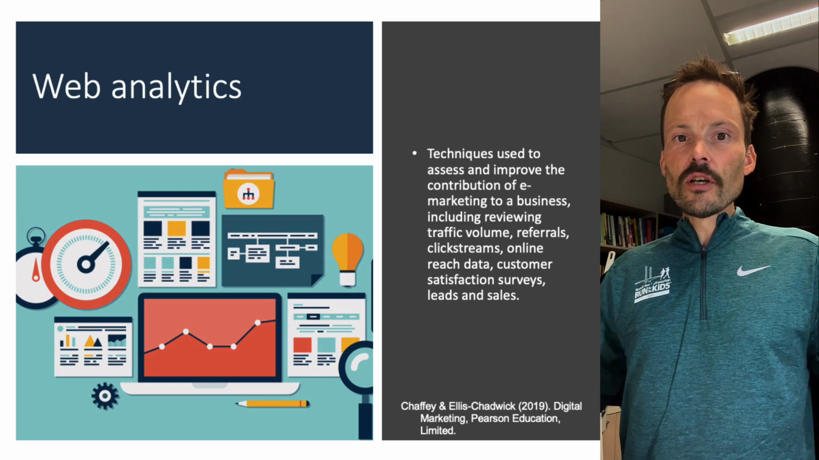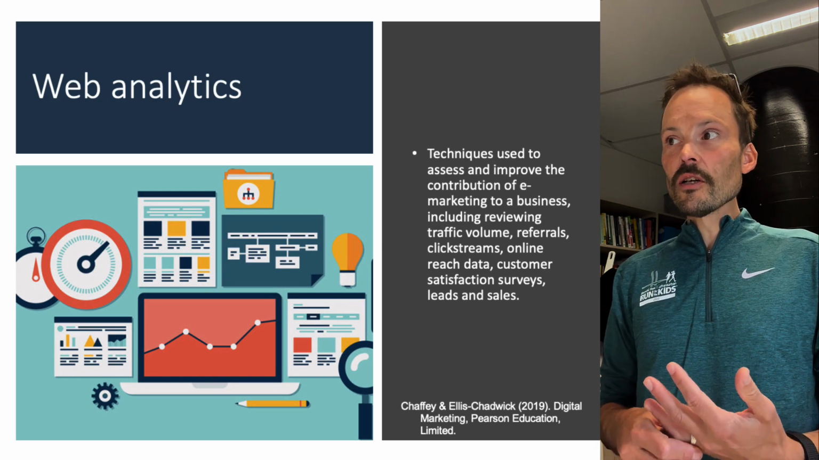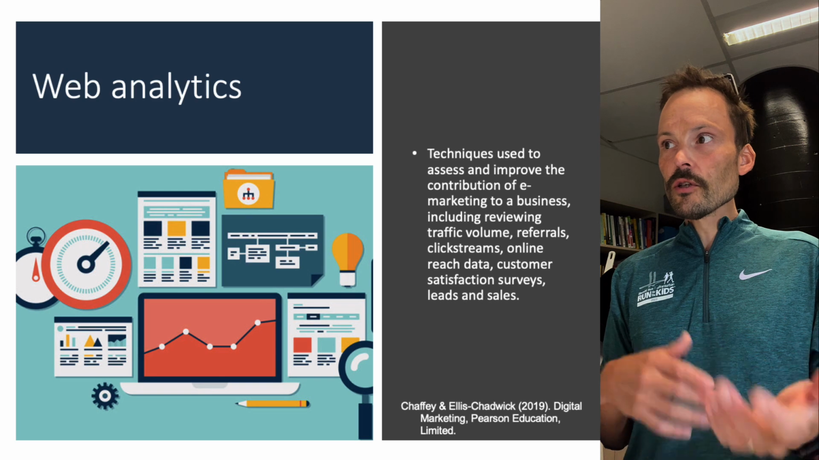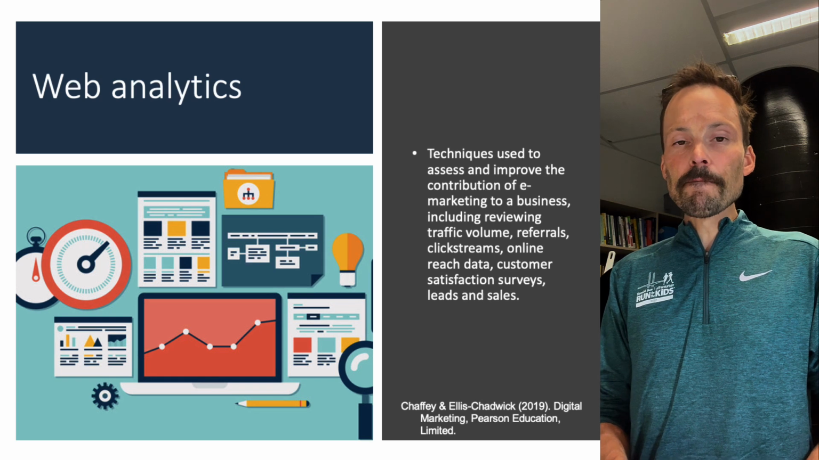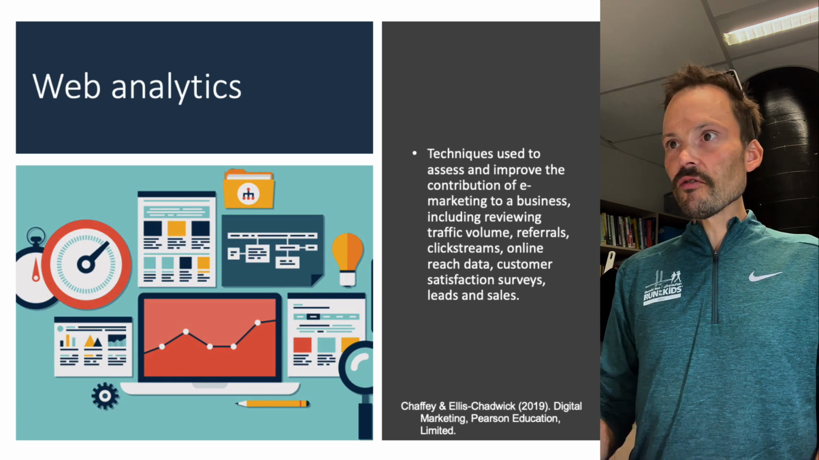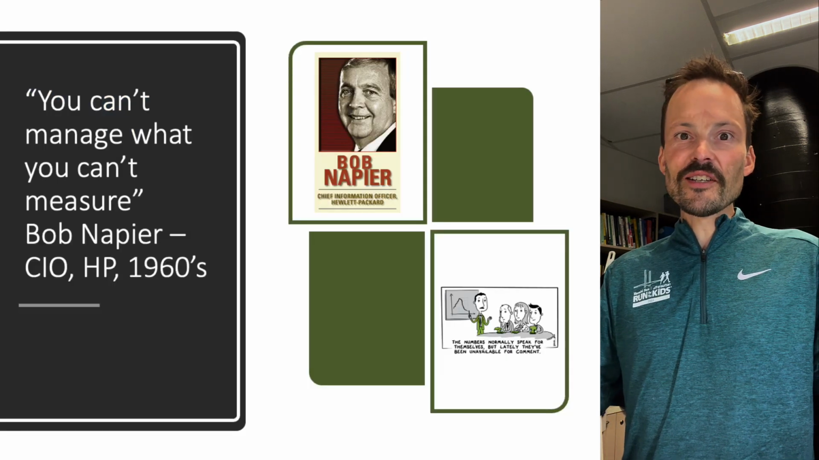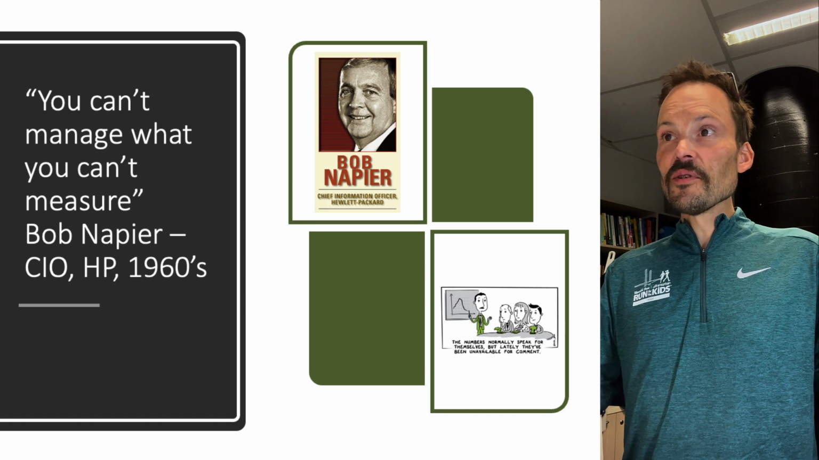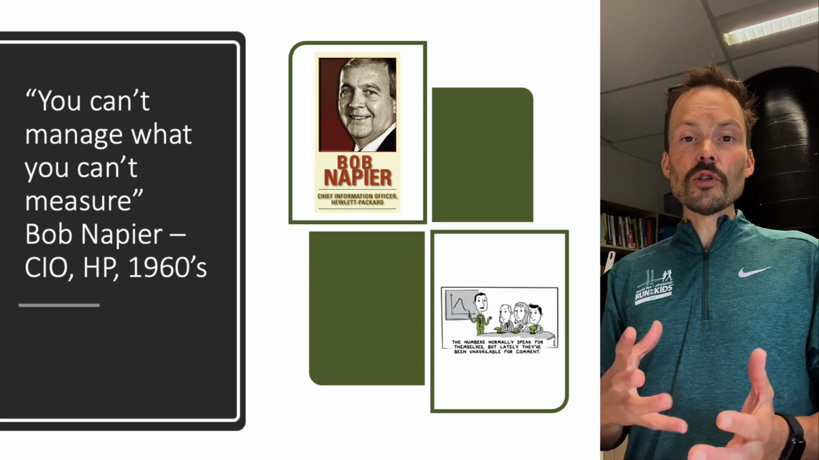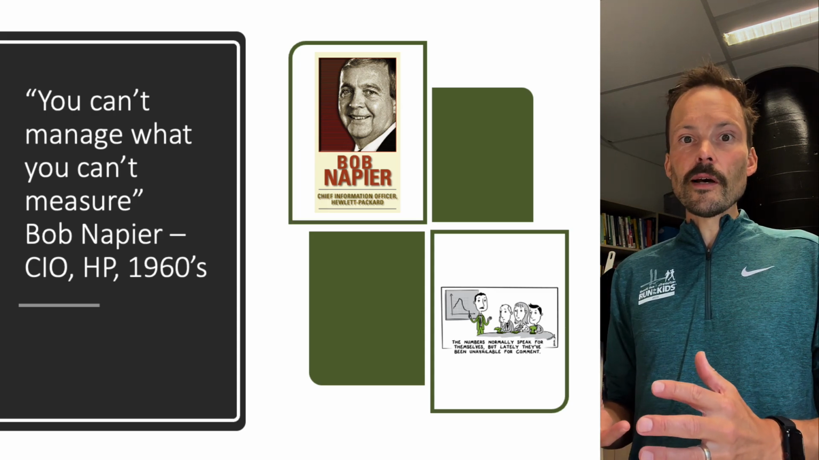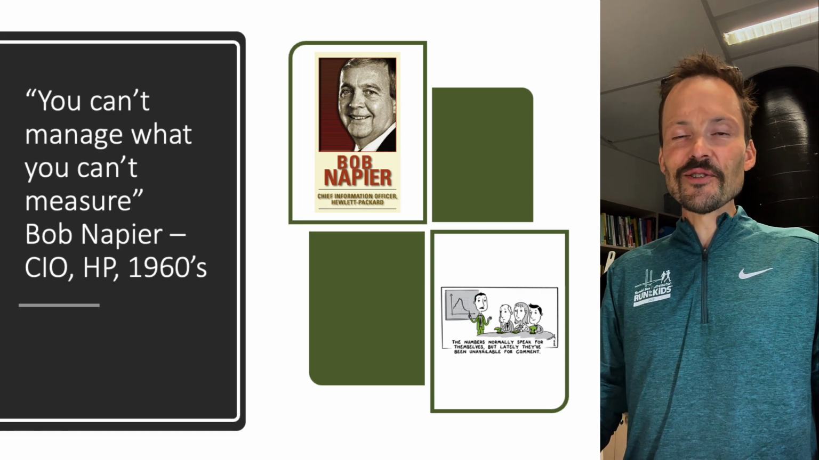So it has to do with getting hold of traffic volume, referrals, clickstream data, online reach data, and also customer satisfaction surveys. So it has to do with measuring the usability of our digital assets. And as Bob Napier famously said in the 60s, we cannot manage what we cannot measure. So we've got to look at, okay, what do we need to measure? What is it possible to measure? What do we need to pay attention to? And what can we potentially safely ignore? So let's dig into this.